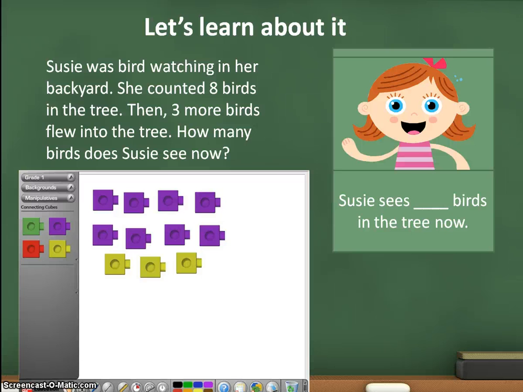Now we will use the clues in the problem and the model to perform the correct mathematical operation to solve the problem. Our problem tells us that Susie is birdwatching and counting birds. She sees and counts 8 birds, then 3 more flew into the tree. Our model shows this because we use 2 separate groups of blocks to show each set of birds. Because we want to know how many birds Susie counted altogether, we are going to add. I would use the addition sentence 8 plus 3 equals 11, and then write that answer in the blank of the sentence. Do you understand so far? Great. Let's move on.